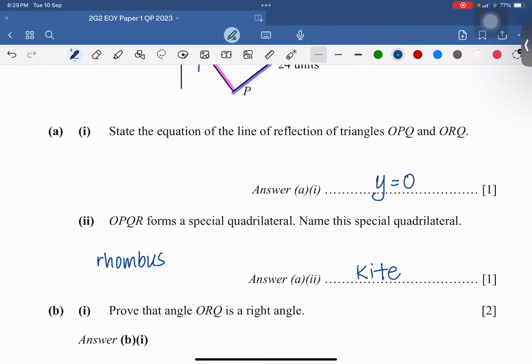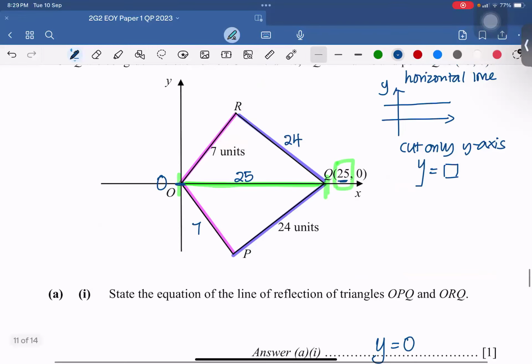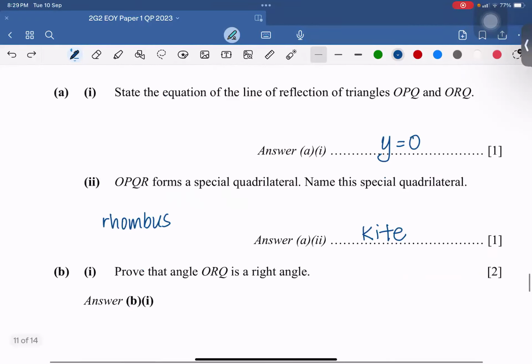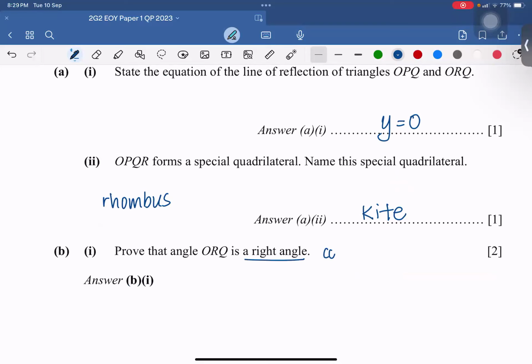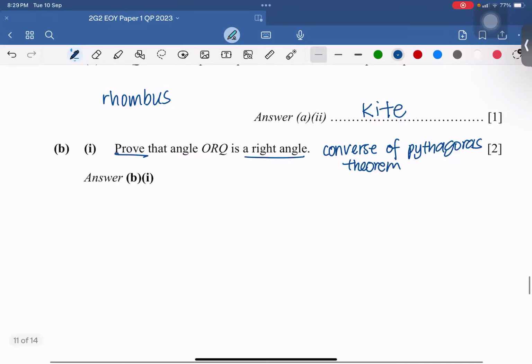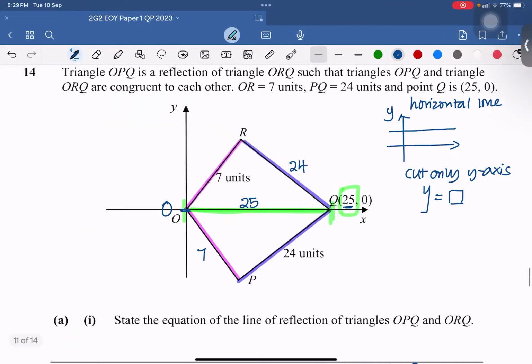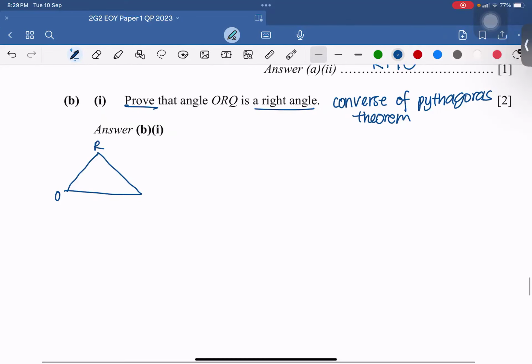Okay, next one: prove that angle ORQ is a right angle. When you want to prove something to be a right angle, you need to use the converse of Pythagoras theorem. Let me draw out the triangle again. O, R, and Q. OR is 7, this is 25, and this is 24.